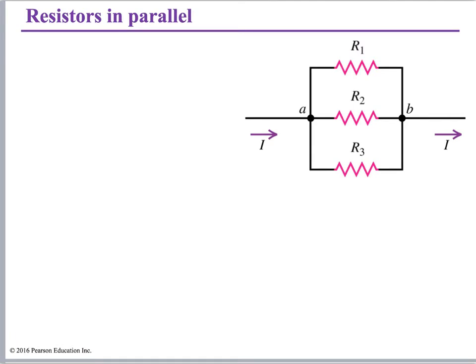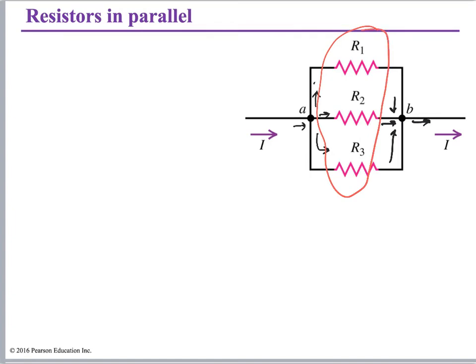Now, when we talk about resistors in parallel, remember that when you have things in parallel, there's a point where things can branch off. Here we see three different branches. The current's coming into point A, but then it has three different branches that it can go through to pass through those three resistors. And it will end up coming together at point B to then travel out from that point. In these cases, these three resistors are in parallel.